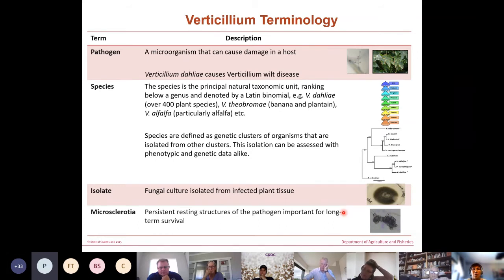An isolate. So basically, when we recover a fungus from an infected plant tissue, the isolate is what we've recovered. It's this fungal culture. Microsclerotia. So this is the most important part of Verticillium disease. It's the resting structure. And this is the long-term survival structure that I mentioned before.